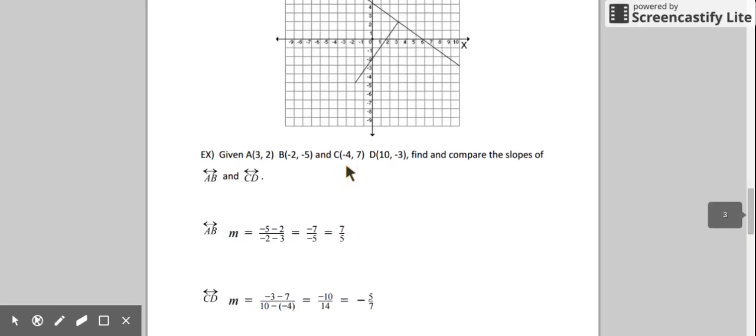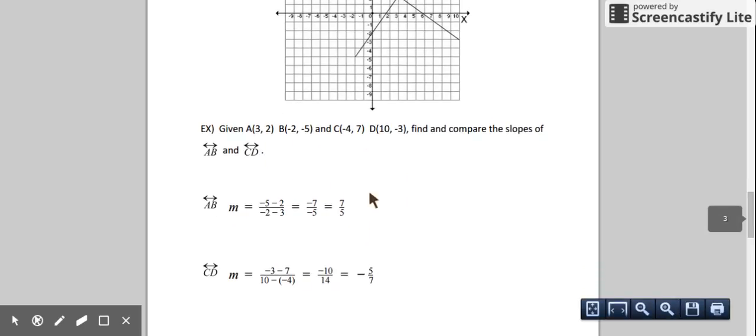Let's take our pair of points C and D, say that they're on line CD, and find the slope of that line. Subtract the y values on top, so -3 minus 7. Subtract the x values on the bottom in the same order, so 10 minus -4. Negative 3 minus 7 is negative 10, and 10 minus negative 4 turns into 10 plus 4, that's 14. Negative 10 over 14 reduces if we divide by 2 to negative 5/7.